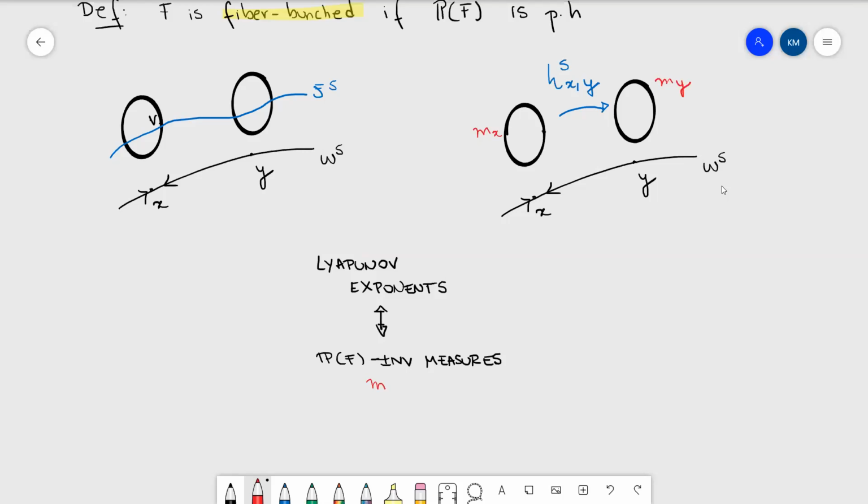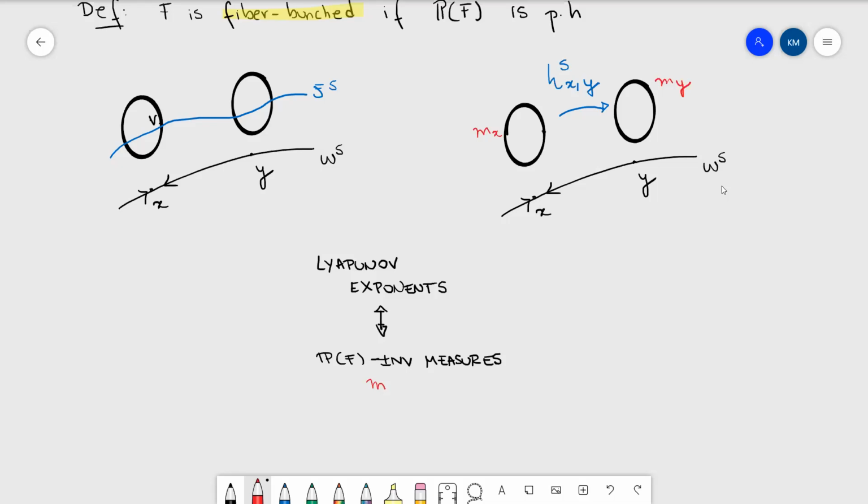So the general idea behind proving continuity using fiber bunching is that you have a relation between the Lyapunov exponent and invariant measures for the projectivization. So you use the holonomies to get properties about the measure in order to conclude the properties that you want for the Lyapunov exponent. So these holonomies are going to give you what you need to get the continuity of the Lyapunov exponent.